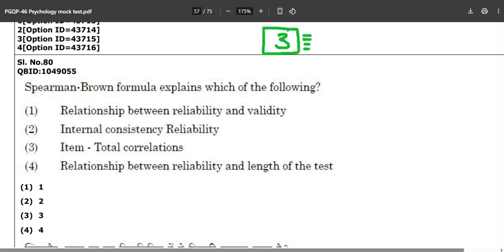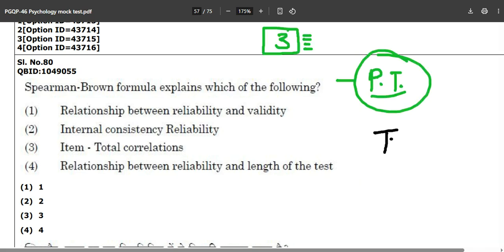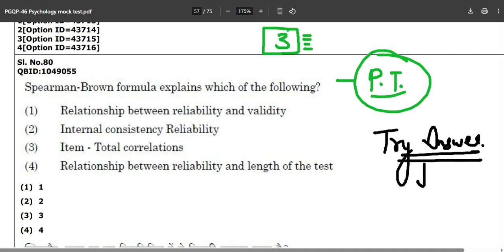Now, moving forward to the next question, I hope you are done with the three questions. You have marked all the correct answers, and if not, prepare well and read and revise well. Now, talking about this question from your testing series: the Spearman-Brown formula explains which of the following? This is from the psychological testing part of your syllabus. It is important, questions have been asked from here as well. The options are: the relationship between reliability and validity, internal consistency reliability, item total correlations, and the relationship between reliability and length of the test. Now try to answer what the correct answer is and comment down below.